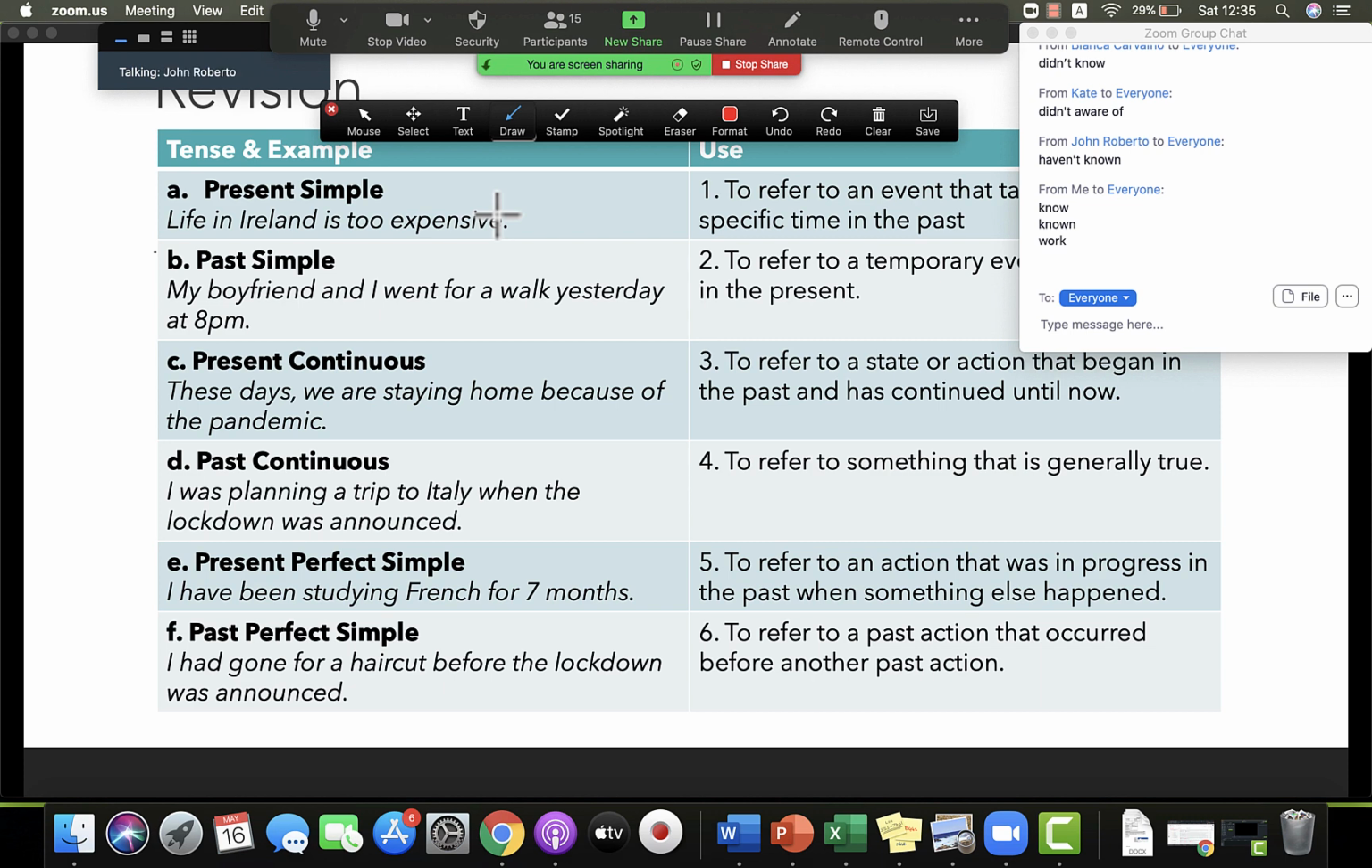Maybe second. To refer to... is it temporary? Is it only for these days? No, it's general. Number four. Exactly. It is number 4.